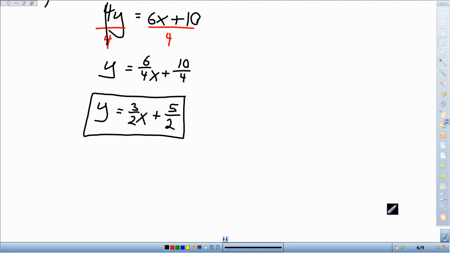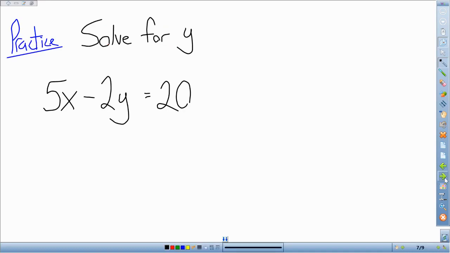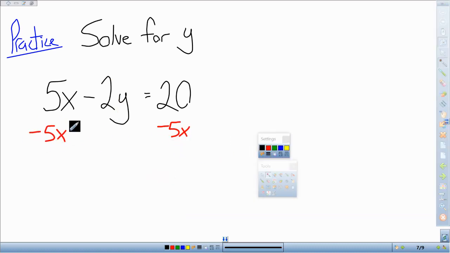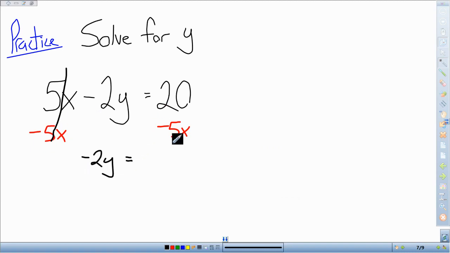With that, I'm going to have you try one of these on your own. Go ahead and solve this problem for y. Try it out. Alrighty, so just like the others, this -2 is being multiplied by y. We'll deal with that in a second. We want to get rid of this positive 5x first, by subtracting it. So we get -2y equals, not 20 minus 5x. I could write it like that, but I want you to get used to writing the variable first. So minus 5x first, and then the positive 20.